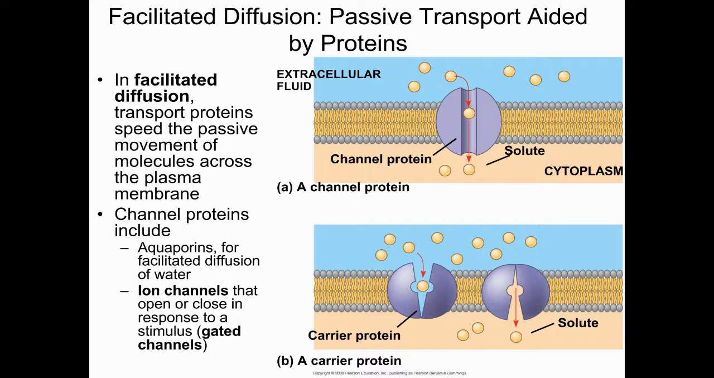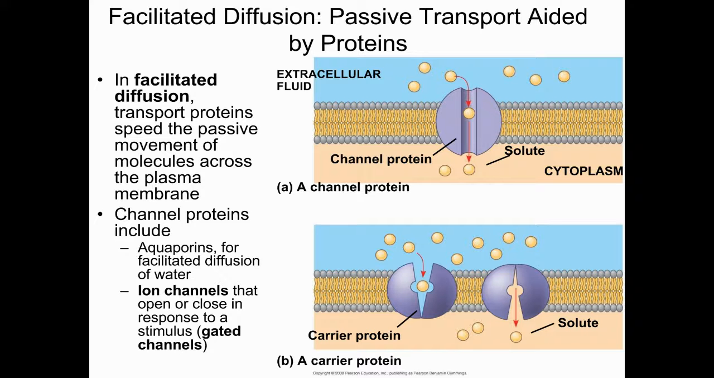Here we have carrier proteins or gated channels. A carrier protein is sometimes known as a gated channel. With a gated channel, could there be some energy needed to open or close it? Yes, possibly. It doesn't have to be, but there could be. Does there need to be any energy used to move the molecules from a high concentration to a low concentration once it's open? No. So it still is passive transport. Both of these are examples of passive transport.